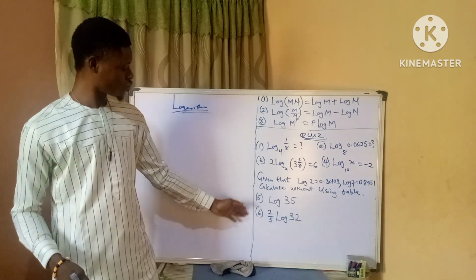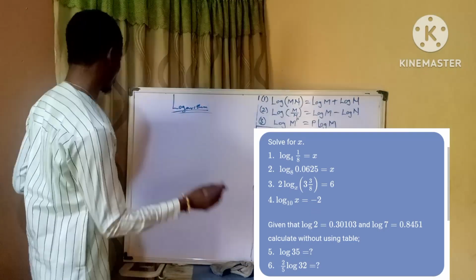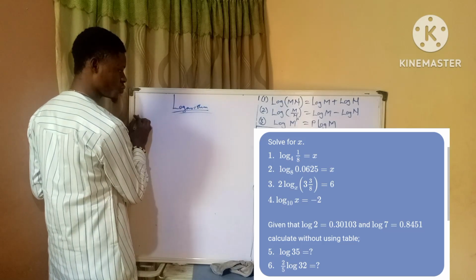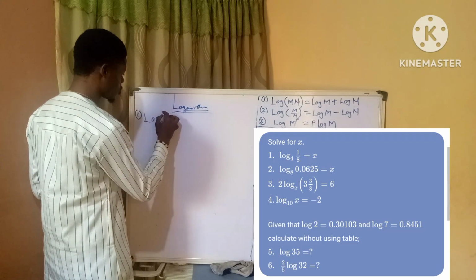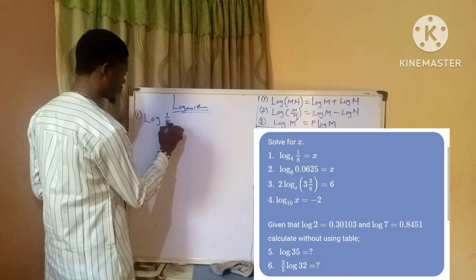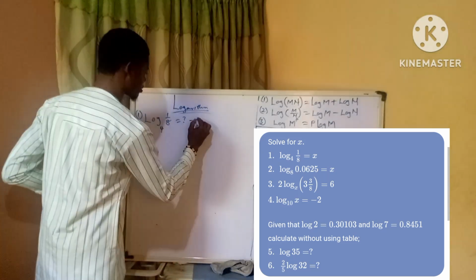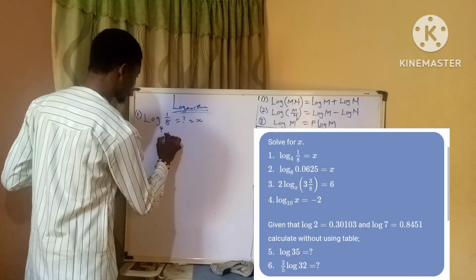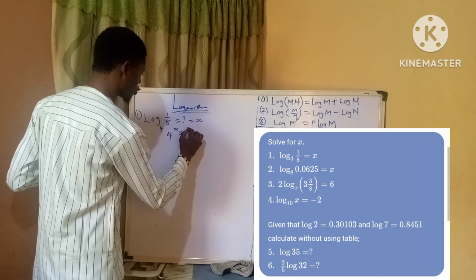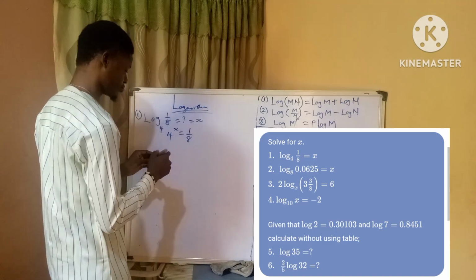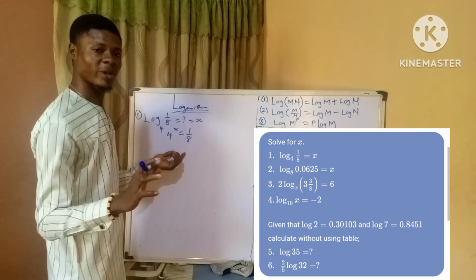These are the quiz questions, question 1 to question 6. Question 1 states that you should find log 1/8 base 4. Let's assume this is x, which means 4 raised to power x is expected to give you what? 1/8. So now you need to do some manipulation.